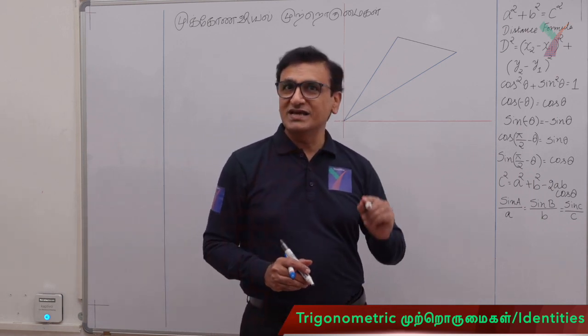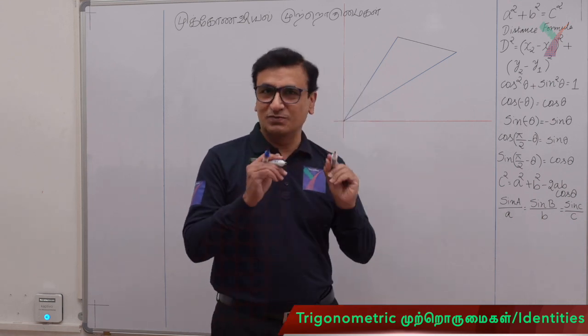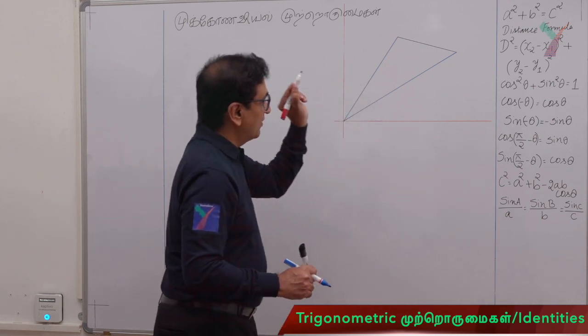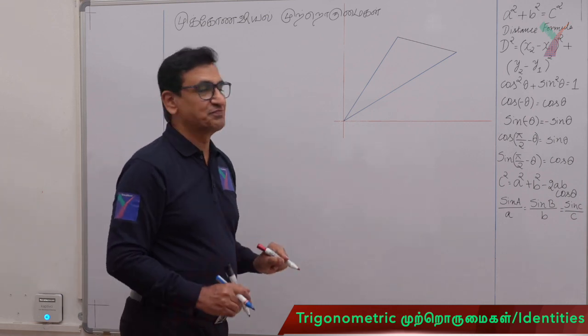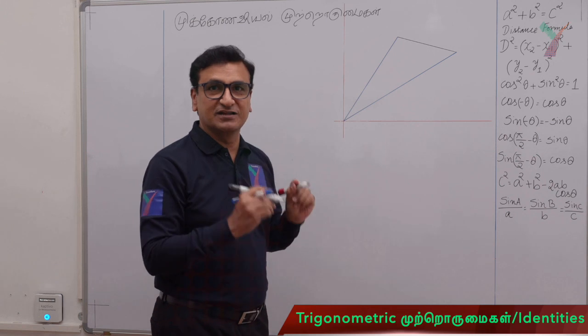நீங்க part 1 and part 2ல நம்ம cosine rule and sine rule அது வரைக்கும் நம்ம பார்த்தோம். இன்னைக்கு நம்ம cos a minus b ல ஆரம்பிக்க போறோம். அதுக்காக நான் இங்க ஒரு geometry construction பண்ணிருக்கேன் நான்.